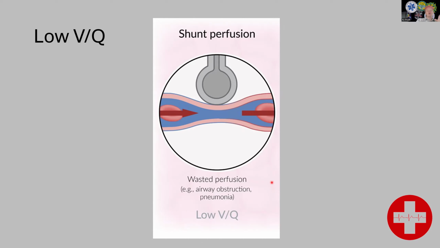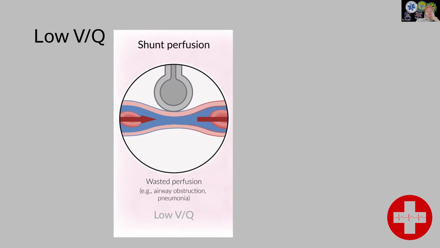So, in low V/Q situations, which is what we have here, the alveoli are not being ventilated well enough, but they are still being highly perfused. So, we have a lot of blood still flowing through here. Next slide.